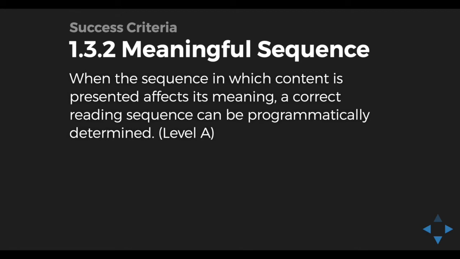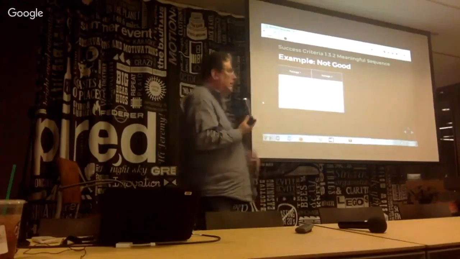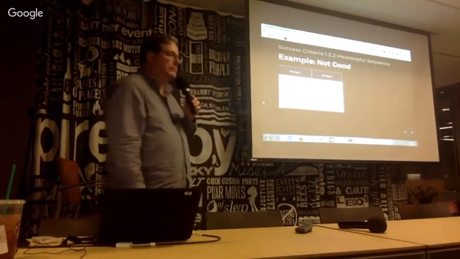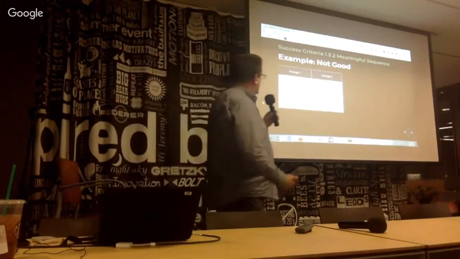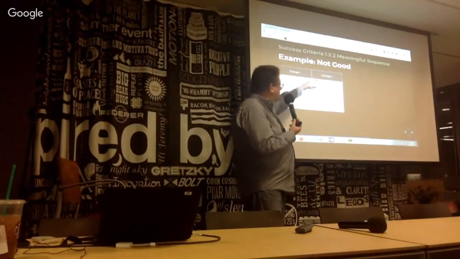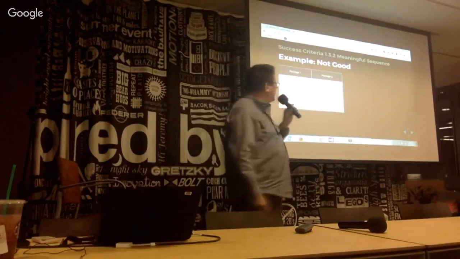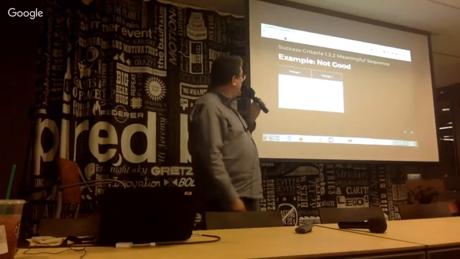Meaningful sequence. I'm literally having meetings at work on this today. So if you were to code this, how would you code this? What would you expect the navigation of this to be? Anyone? So package 1, then the content. Package 2, then the content. Today, it's package 1, package 2.